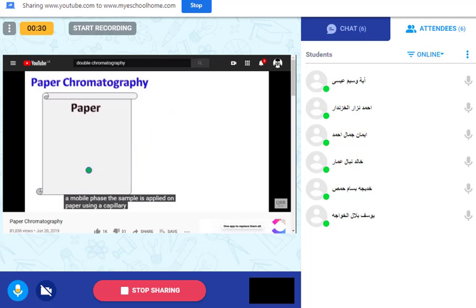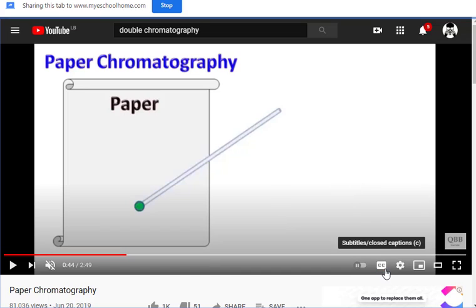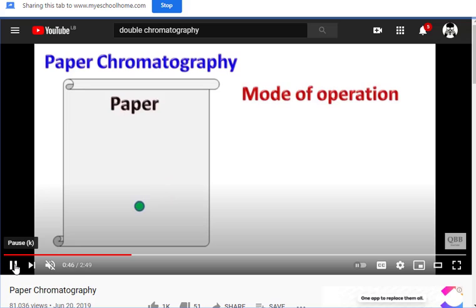First, you have the mixture of the amino acids. You put it on the paper, for example, in the middle. Here you have the mixture of the amino acids. Let me explain it. The mixture of the amino acids.